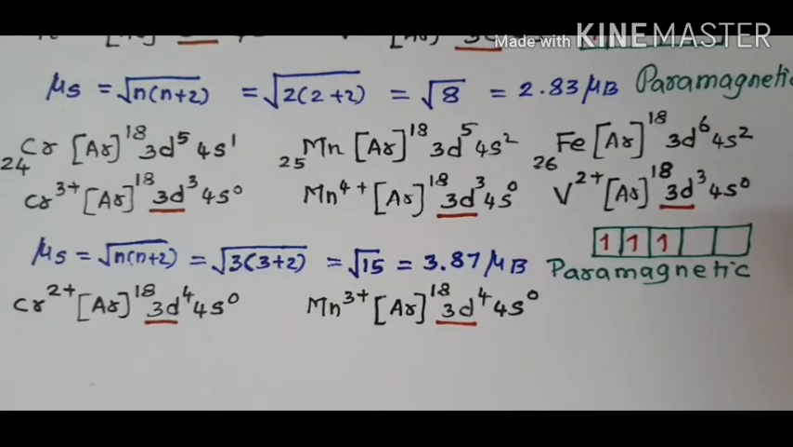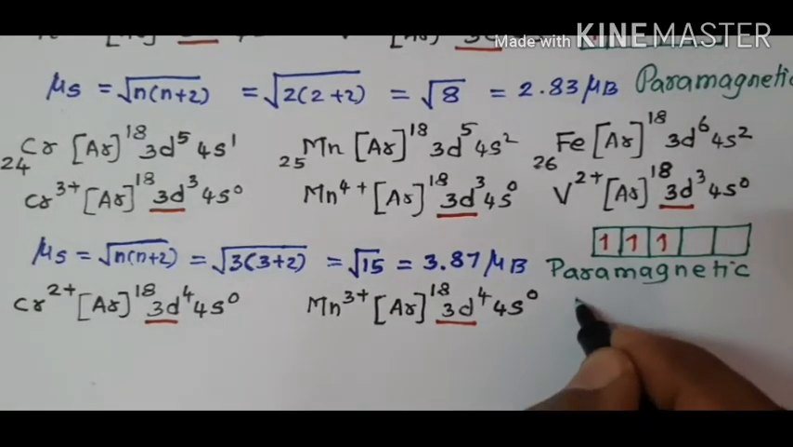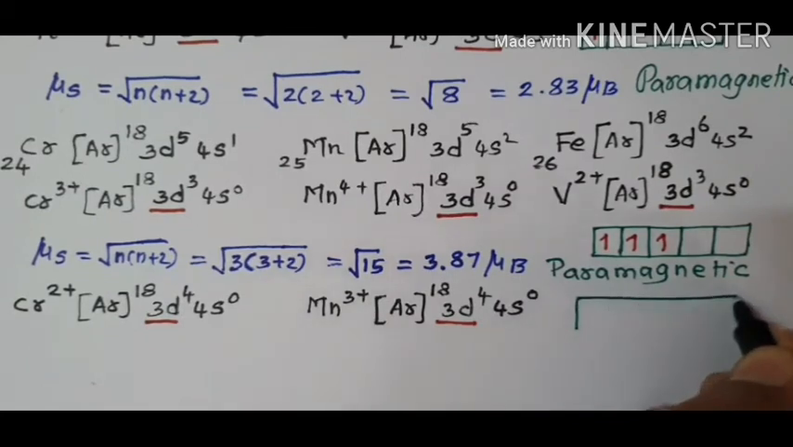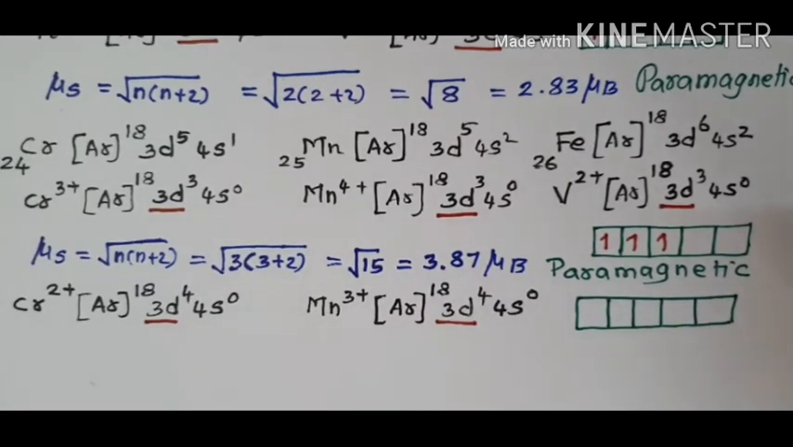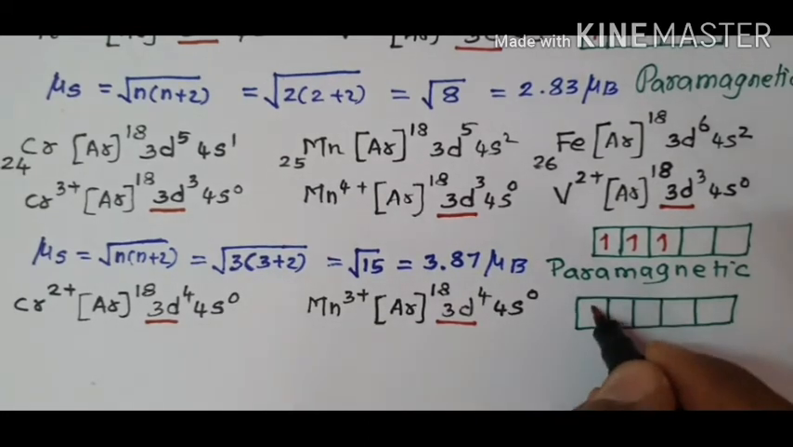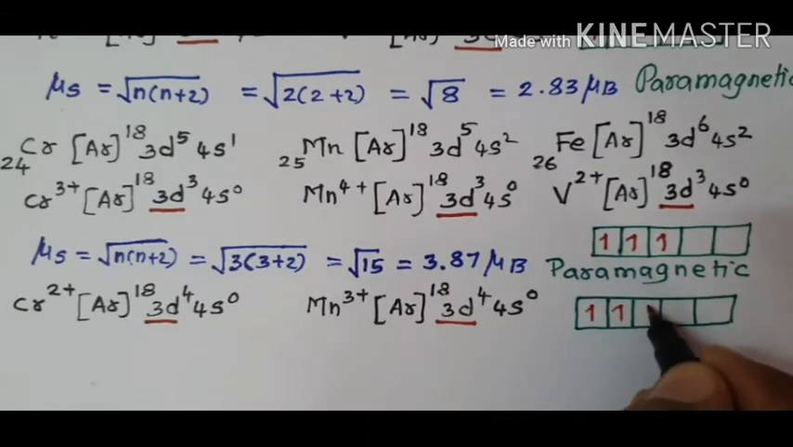Now fill the 4 electrons in the 5 orientations of the d orbital. They are 3d xy, yz, zx, x squared minus y squared, z squared. How many electrons do we have? 4 electrons. According to Hund's rule, 1, 2, 3, 4.